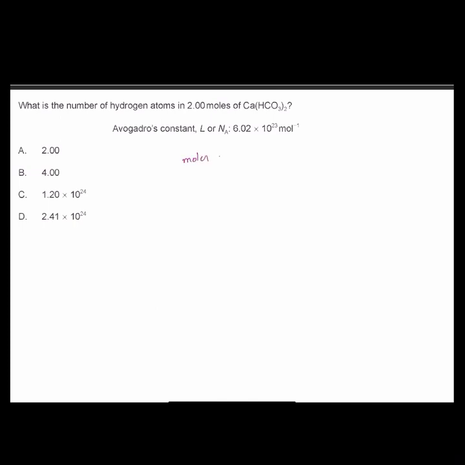So moles of hydrogen in 1 mole of Ca(HCO3)2. As there are 2 atoms of hydrogen in 1 molecule of Ca(HCO3)2, total number of moles of hydrogen in 1 mole of Ca(HCO3)2 would be 2. So similarly, we can say moles of hydrogen in 2 moles of Ca(HCO3)2 would be 2 times 2, that is 4. So we have 4 moles of hydrogen.